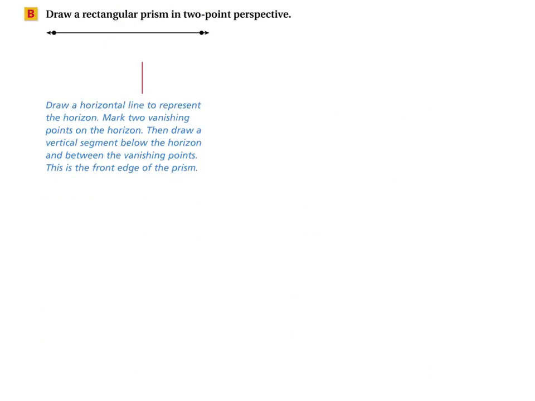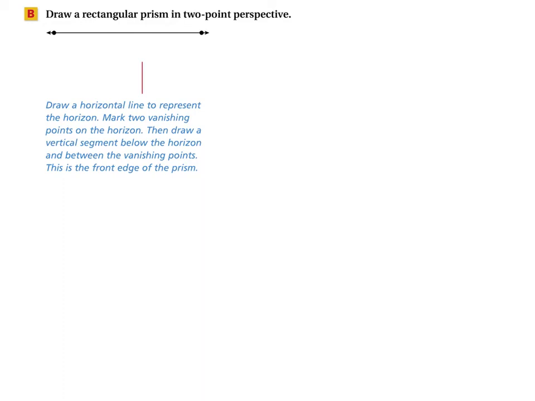In part B, we're going to draw a rectangular prism in 2-point perspective. Step 1, draw a horizontal line and 2 points that represent the horizon. Then you're going to draw a vertical segment. Now, here's why it's called 2 points. If it was 1 point, you'd draw a rectangle first. But 2 points means that you're only looking at this edge, and it's going to be at 2 different vanishing points. So you're going to draw a segment between the vanishing points. This is the front edge of the prism.